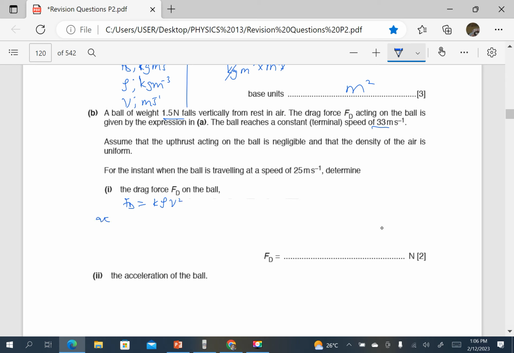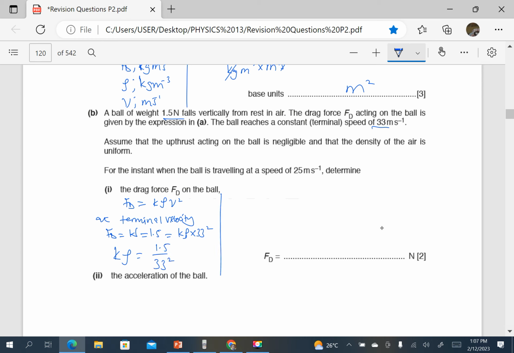But at terminal velocity, the drag force is going to be equal to the weight. The two forces are equal, so the resultant is 0. So this is going to be equal to 1.5. But this one is the same as K times density, then times 33 squared. That is at terminal velocity, which means that K times rho is going to be 1.5 divided by 33 squared.